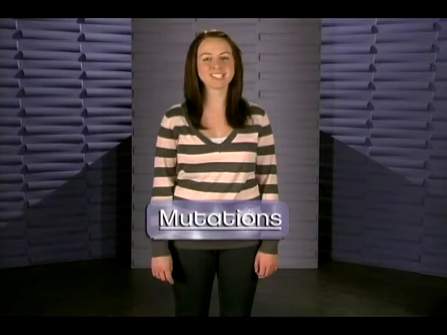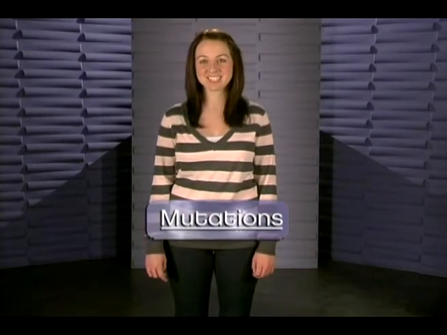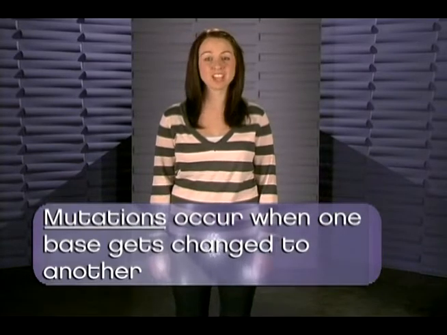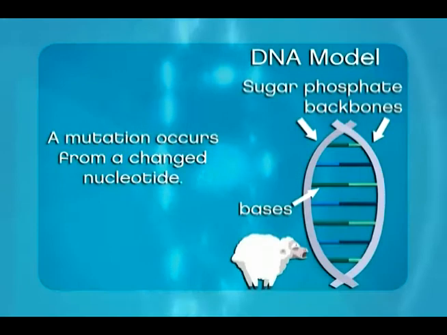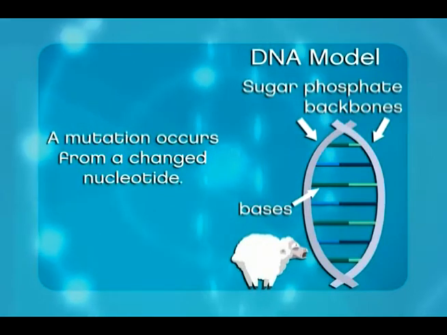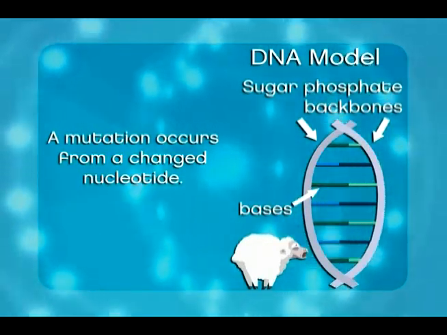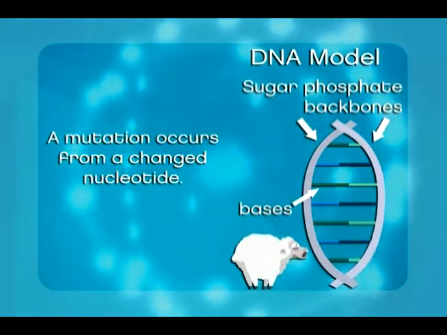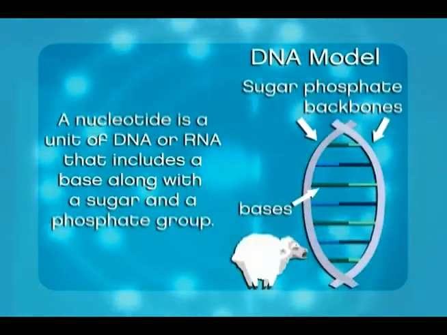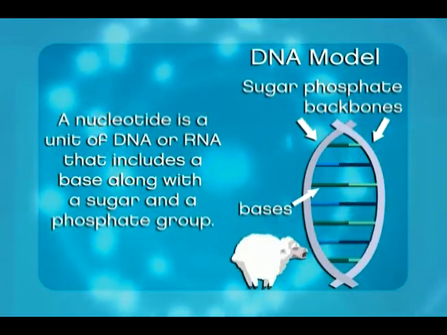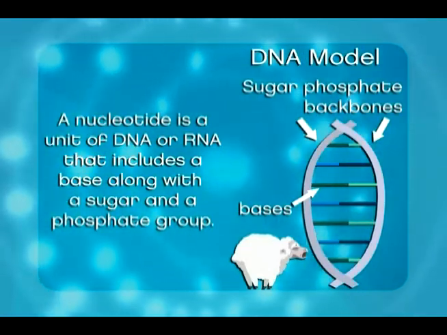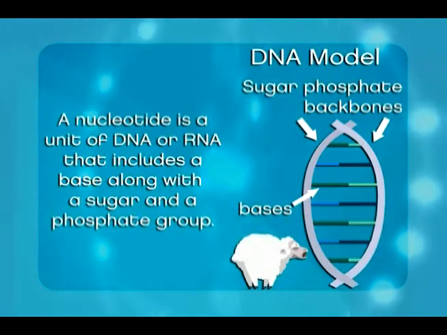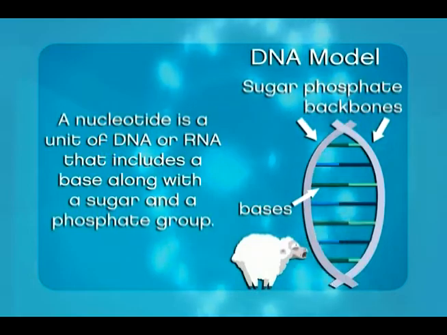Remember our 4 bases in the DNA strand, A, T, C, and G? Well, a mutation occurs when one of these letters gets changed to another letter. Before we go on, let's take a second to get something straight. The truth is, it's more correct to say that a mutation occurs from a changed nucleotide rather than a changed base. Remember that a nucleotide is simply a unit of DNA or RNA that includes a base, along with a sugar and phosphate group that form the backbone of DNA. Don't worry about these specifics too much right now, just be aware of them.